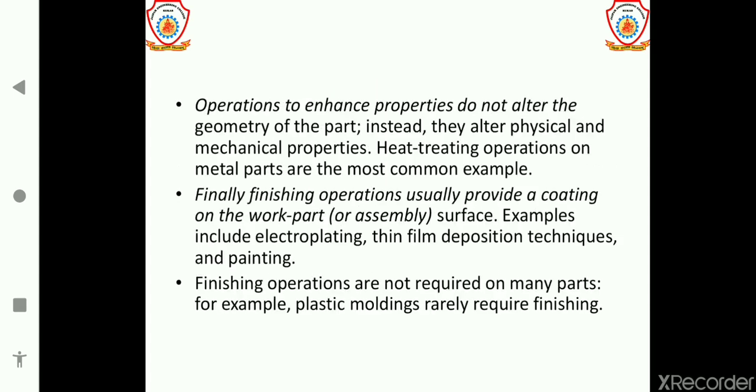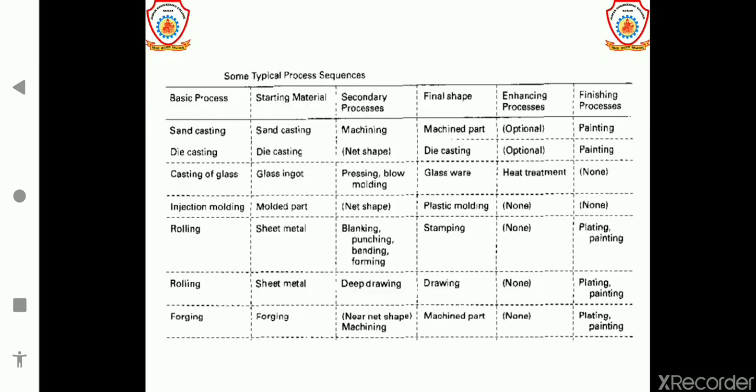Operations to enhance the property do not alter the geometry of the part. So the third operation is the property enhancing process, and heat treatment is an example of that. The final process is the finishing operation, in which electroplating, painting or coating of the product is done.